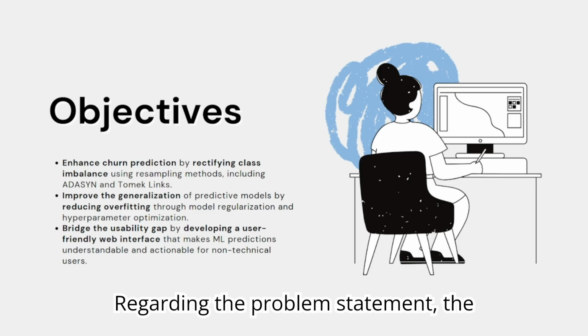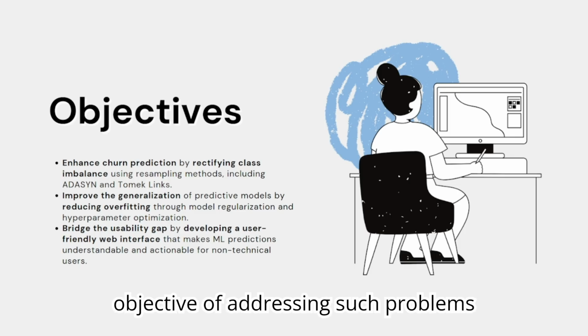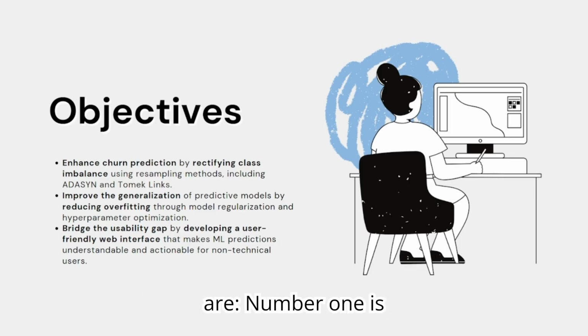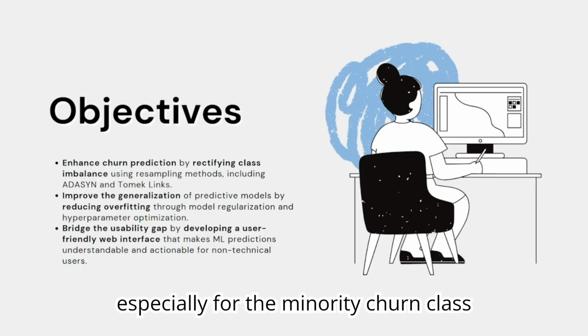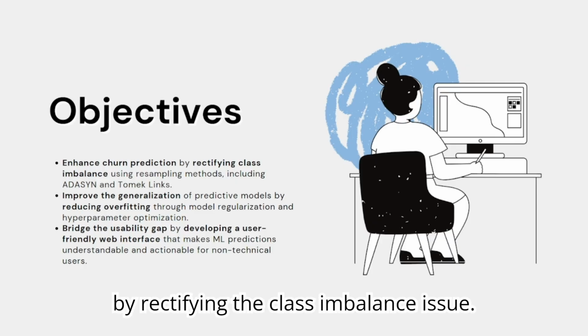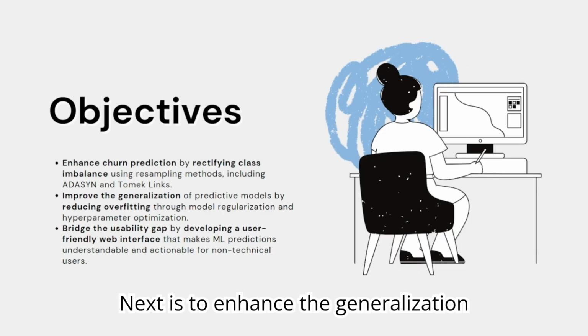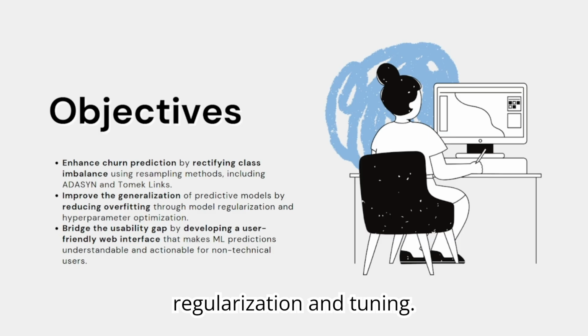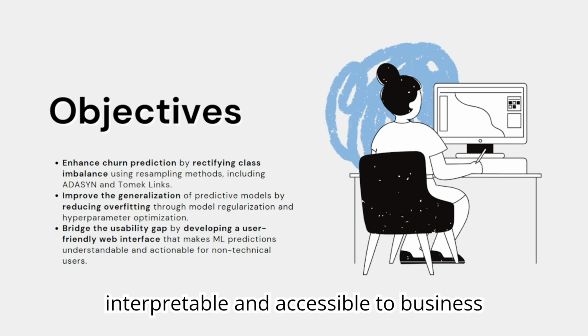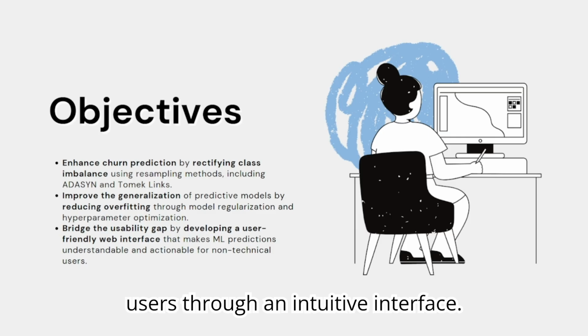Regarding the problem statement, the objectives of addressing such problems are, number one, to improve model prediction capability, especially for the minority churn class by rectifying the class imbalance issue. Next is to enhance the generalization ability and also prevent overfitting via regularization and tuning. And lastly is to bridge the gap of usability by making the system interpretable and accessible to business users through an intuitive interface.